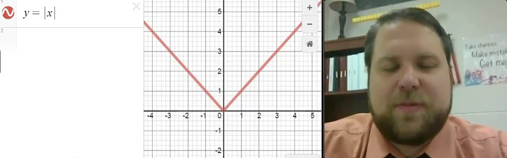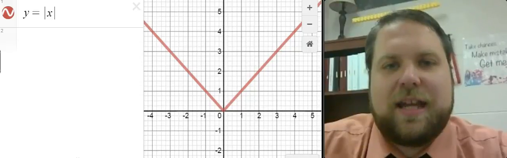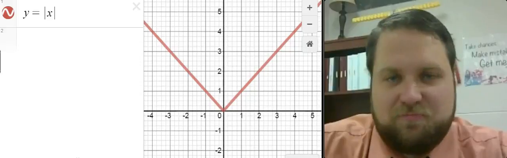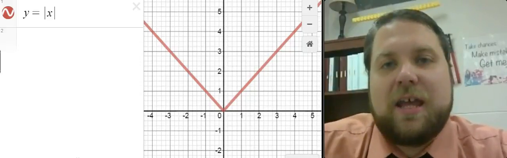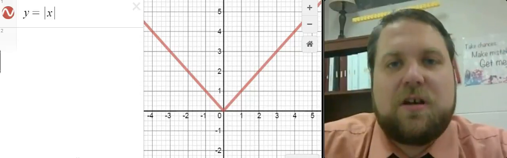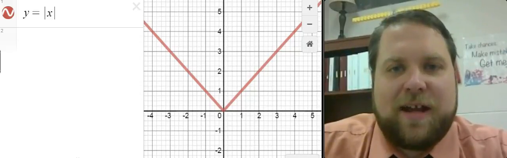Hello everyone. In this module we're going to be looking at something called a transformation. A transformation is just where we take the graph of whatever function we want and we move it up, down, left, right, something of that nature. So all we're doing is we're moving a graph around or we're changing its size.